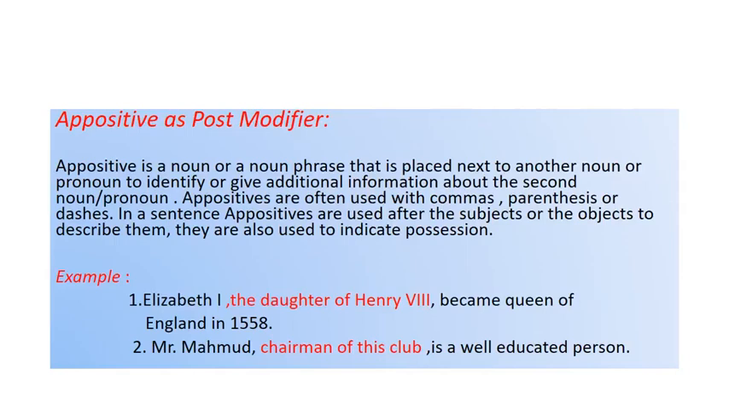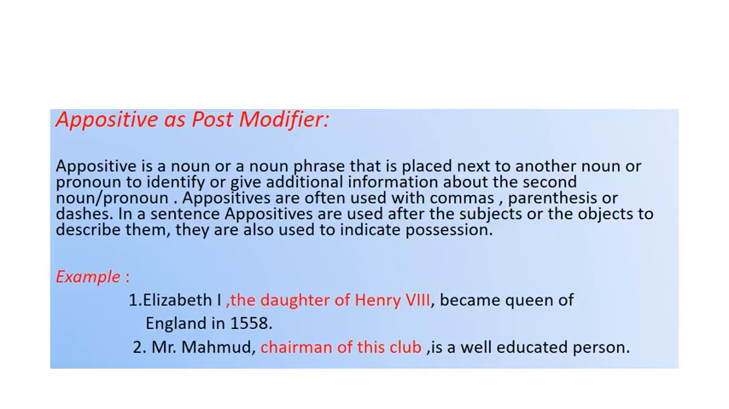Firstly, appositive as post modifier. Students, at first you have to know what is an appositive. Appositive is a noun or a noun phrase that is placed next to another noun or pronoun to identify or give additional information about the second noun or pronoun. Appositives are often used with commas, parentheses, or dashes. In a sentence, appositives are used after the subject or the object to describe them. They are also used to indicate possession.